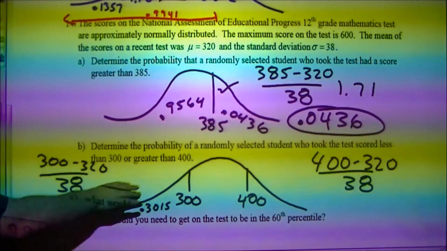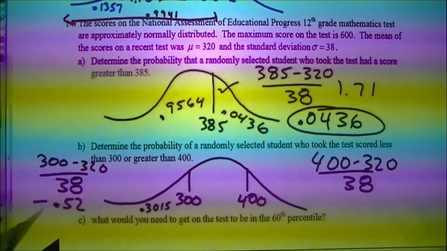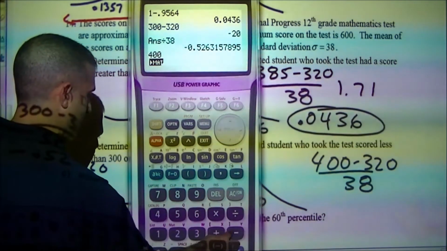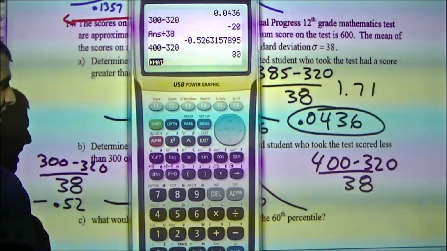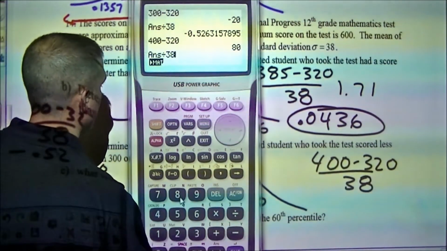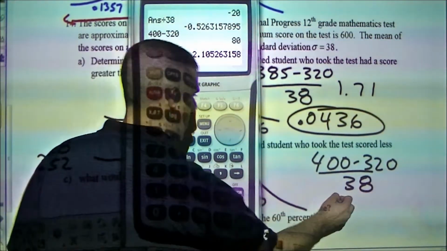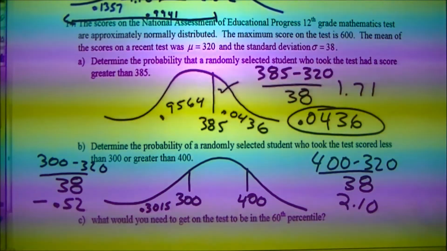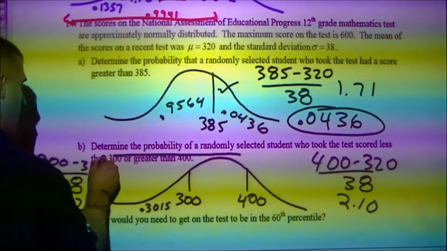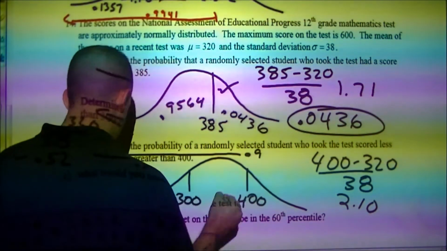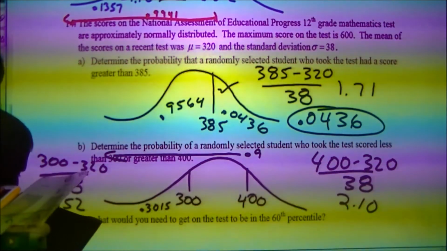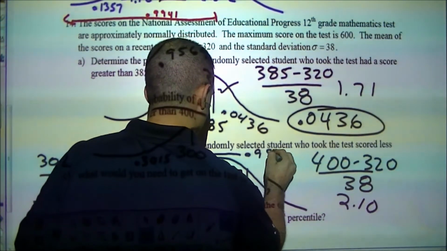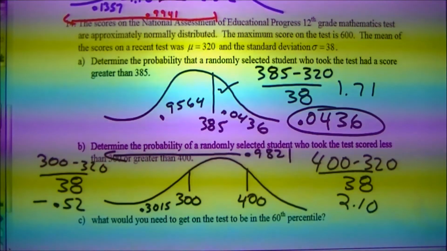Let's go ahead and find what the 400 would be. 400 minus 320 is 80, divided by 38 gives 2.10. The z-score of 2.10 tells me that all of this over here, that whole amount, is 0.9821.